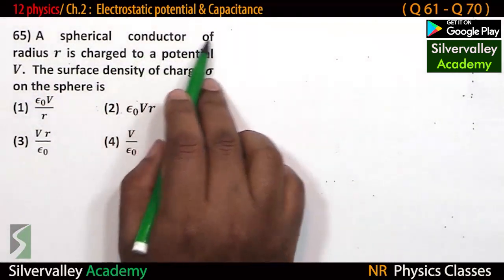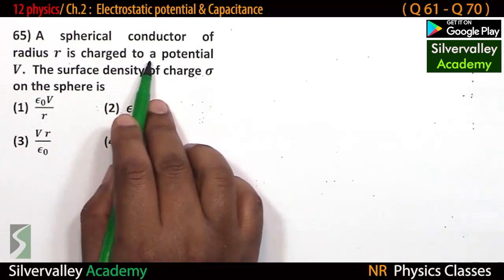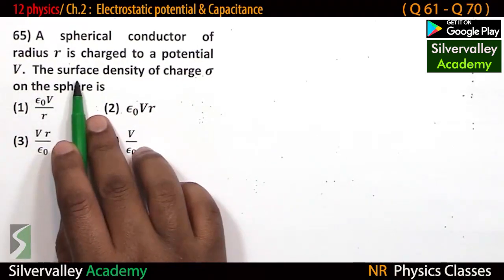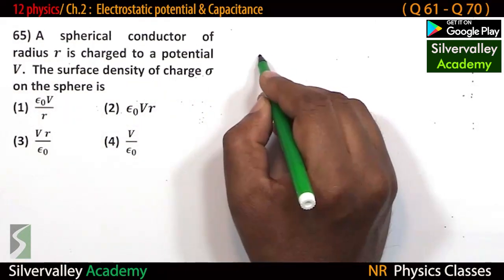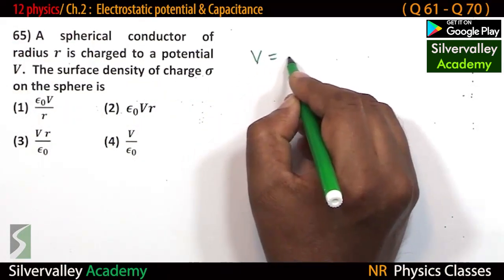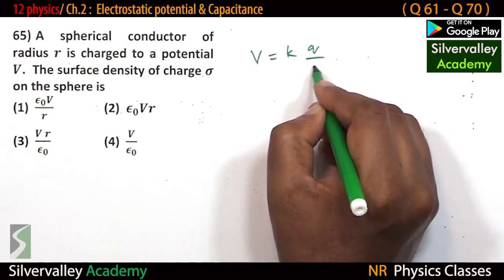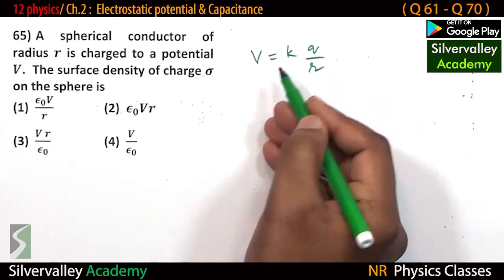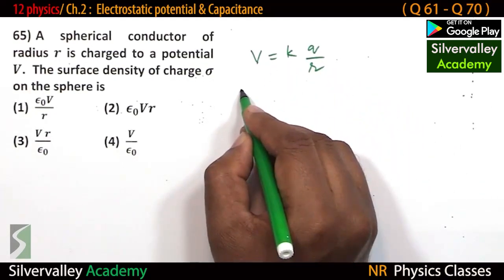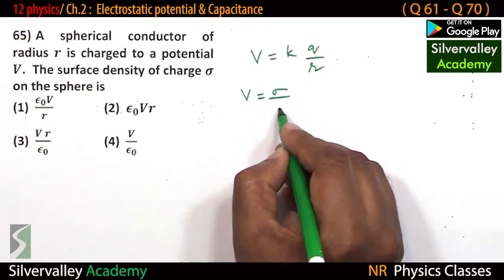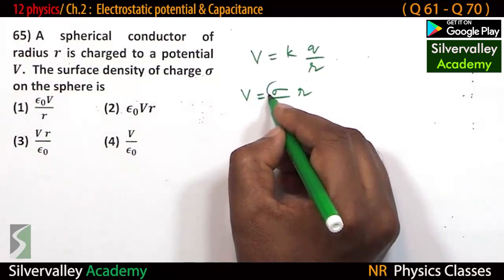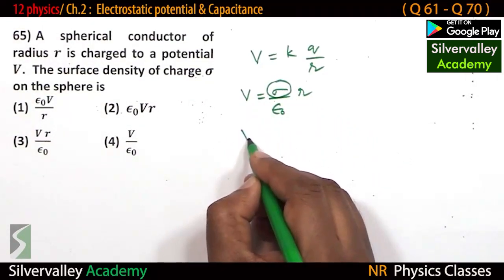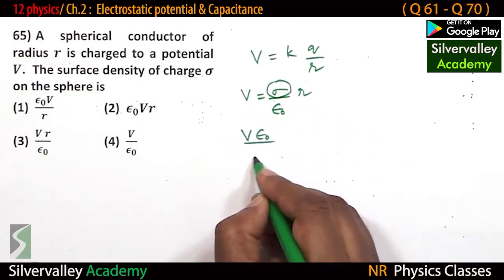A spherical conductor of radius r is charged to a potential V. The surface density of charge is? So potential is constant, Q by R, but in terms of surface charge density, potential equals sigma by epsilon naught times R. So surface charge density is V epsilon naught by R.